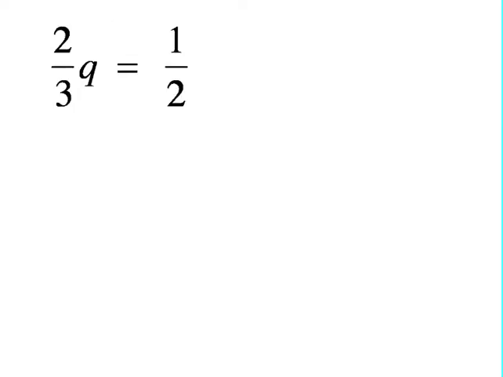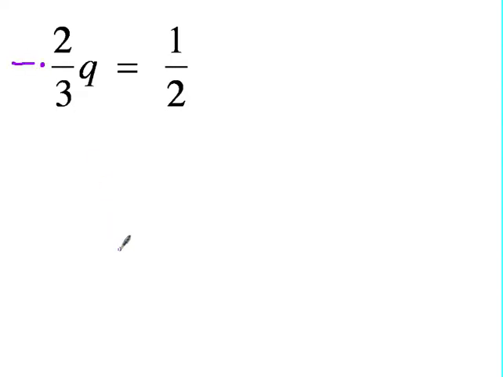Okay, so let's look at this one. Now you're going to add fractions to the mix. So you have 2/3 times q equals negative 1/2. Now normally you would be told, I'm going to divide by 2/3, right? I don't like to divide by fractions. I like to just multiply by the reciprocal from the beginning.